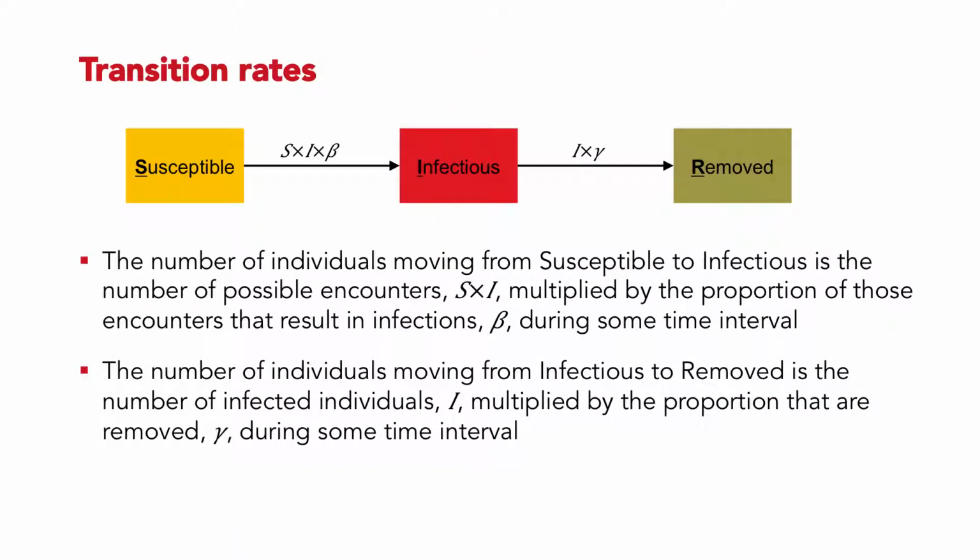And the rate at which individuals move from susceptible to infectious is going to be equal to the number of possible encounters. We calculate that as S times I, and then we multiply that by the proportion of those encounters that result in infections. We'll call that portion beta. The transition rate out of the infectious box is just the number of infectious individuals, or I, multiplied by the proportion that recover during that interval, and we represent that as gamma.